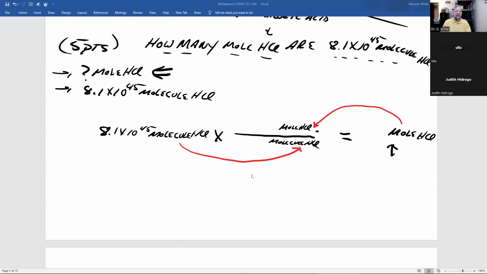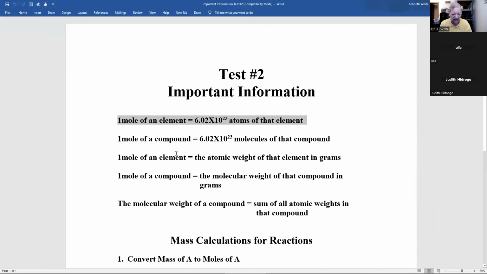But anyways, let's get back to our problem. Now, we set this up by using your good buddy, unit analysis. So where do we get the numbers that go in this ratio? Where do you find a relationship between moles of a compound, that's what HCl is, and molecules of a compound? Well, in case you forgot, you can go to test number 2, important information, and right here, 1 mole of a compound equals Avogadro's number, 6.02 times 10 to the 23rd molecules of that compound.